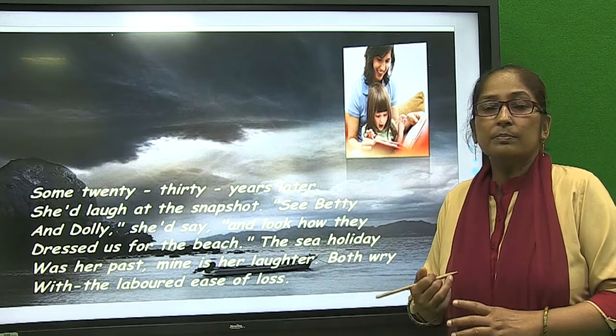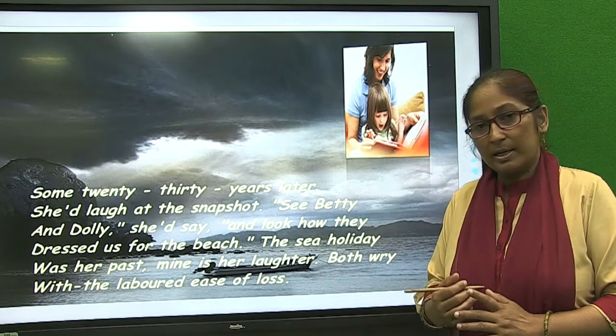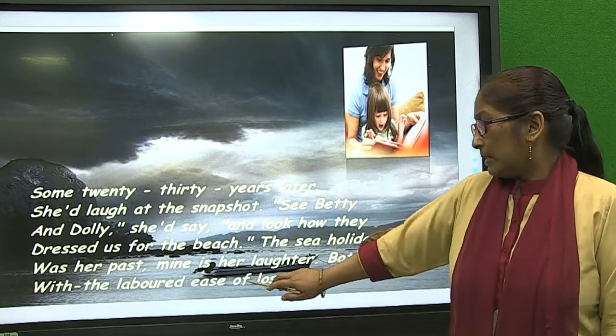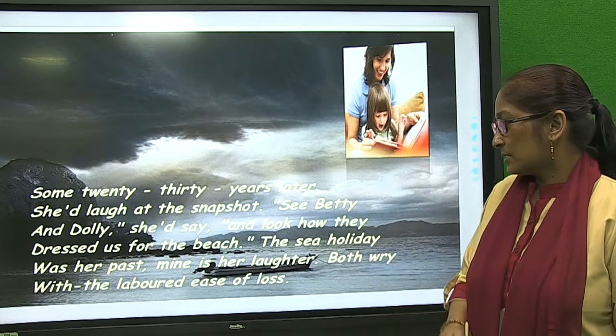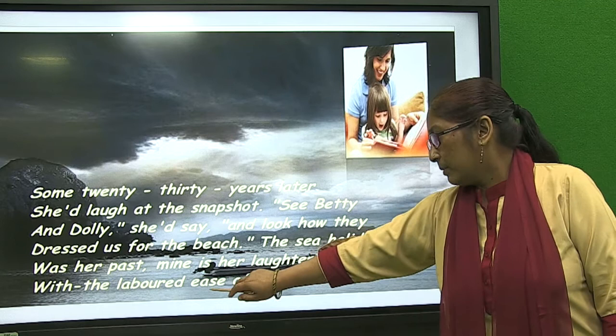Because now the poet's mother is no more. The poet's mother is no more. She has died. And students, you can see one thing in this line: opposite words are used in "laboured ease".